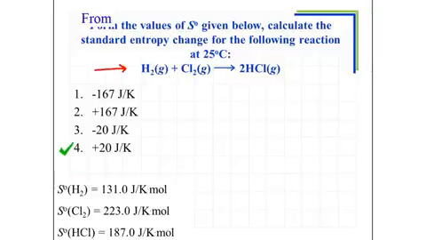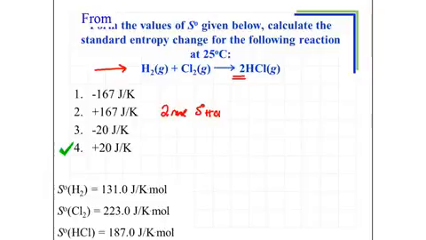Did you get 4 as your answer, which is 20 joules per Kelvin? If so, then you worked the equation correctly. If not, I will go through some common mistakes. One common mistake is that students do not incorporate that 2. They forget about the coefficients. So to get the delta S, we need to go 2 moles times the entropy of HCl. So that's one mistake that students make.